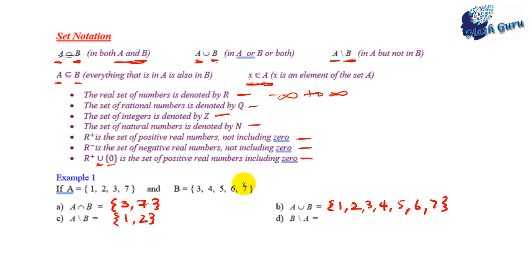3 is in both, 7 is in both. What's in B that's not in A? 3 is in there, 4's not. So 4's in B, but it's not in A. 5 is in B, but it's not in A. 6 is in B, it's not in A. 7 is in A.